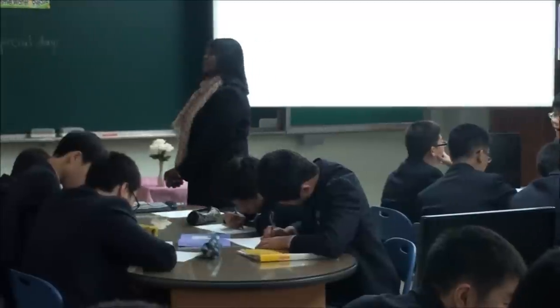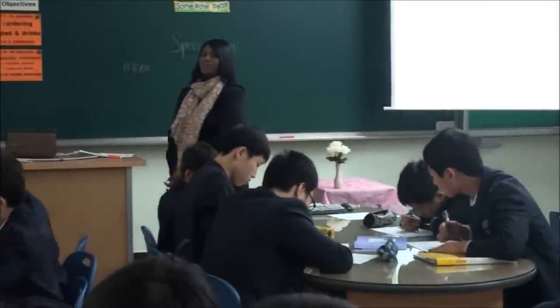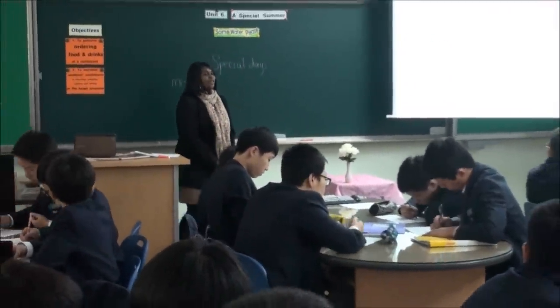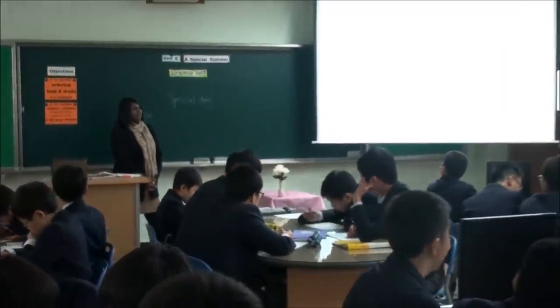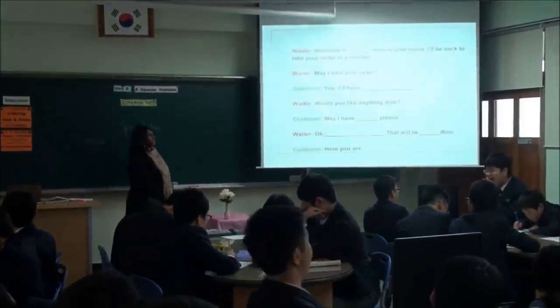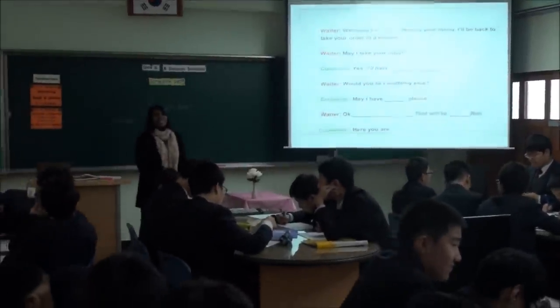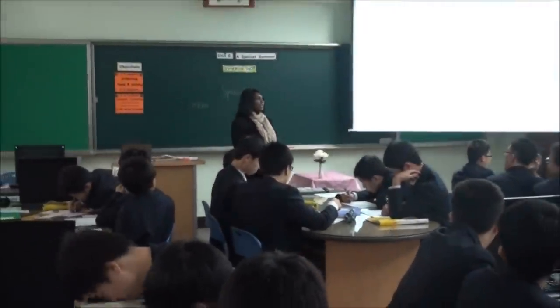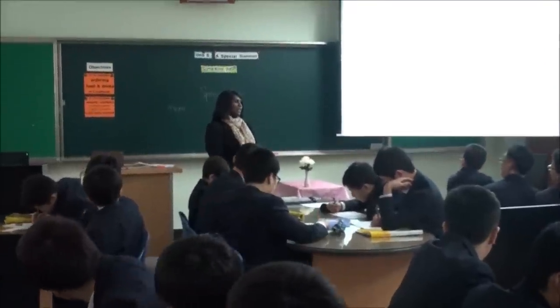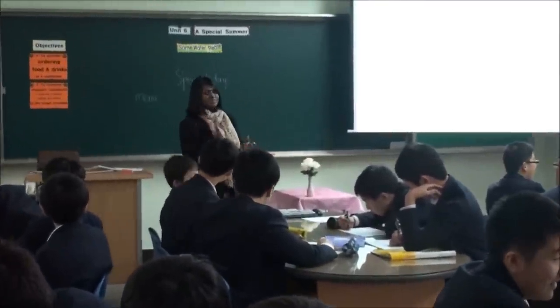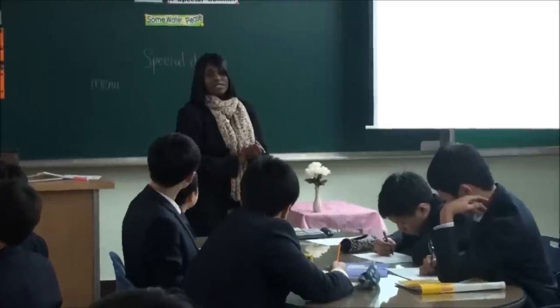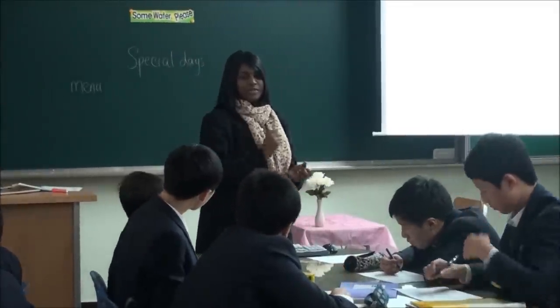Okay, if your group has finished filling in the information, I want you to choose two people who will come to the front to do the role play. So one will be the waiter and one will be the customer. To be fair, let's use rock, paper, scissors and choose two people. Okay? Your chance to play rock, paper, scissors in class.